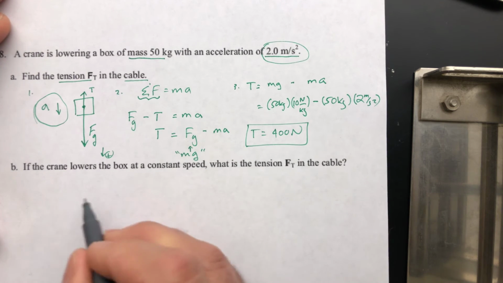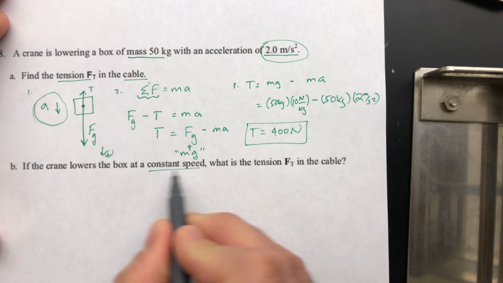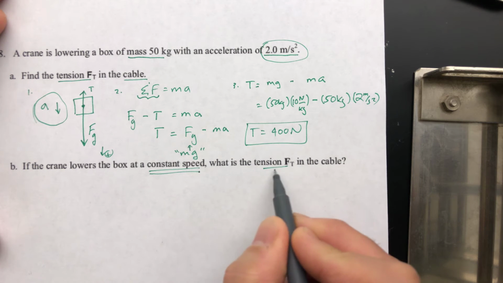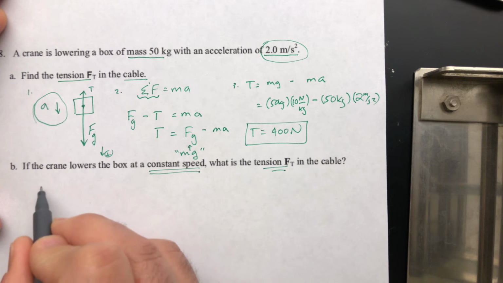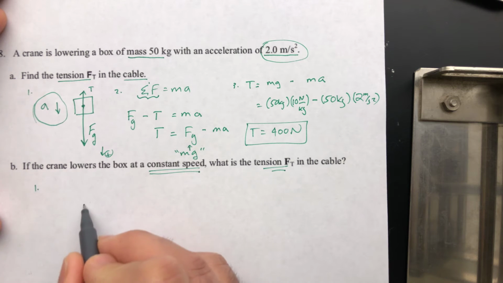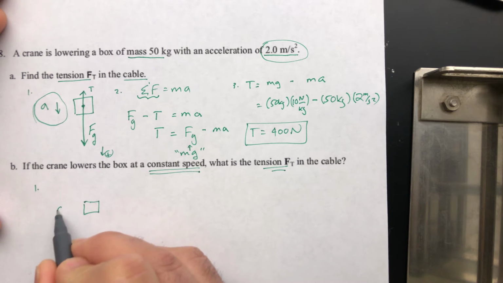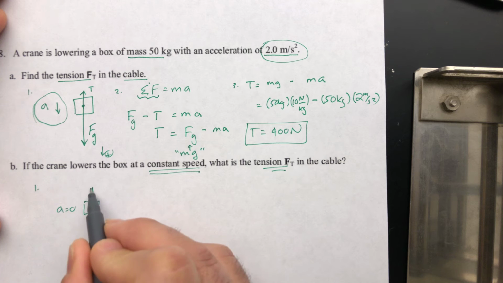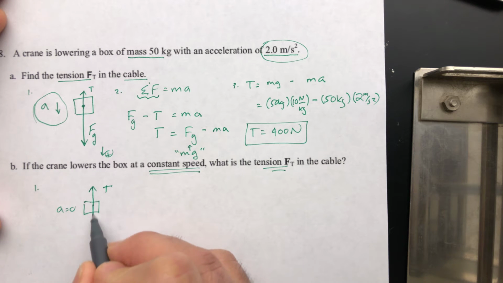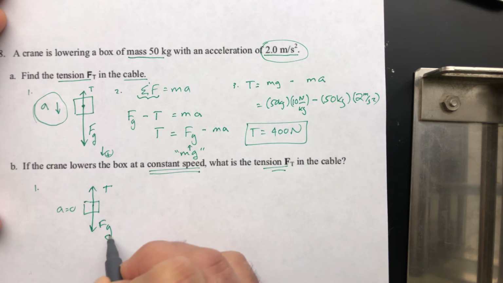For part B, if the crane lowers the box at a constant speed, what is the tension in the cable? Well, for step 1, we're going to do our free body diagram. A is equal to 0, so I have no imbalance in the forces, so the tension up is equal to the force of gravity down.